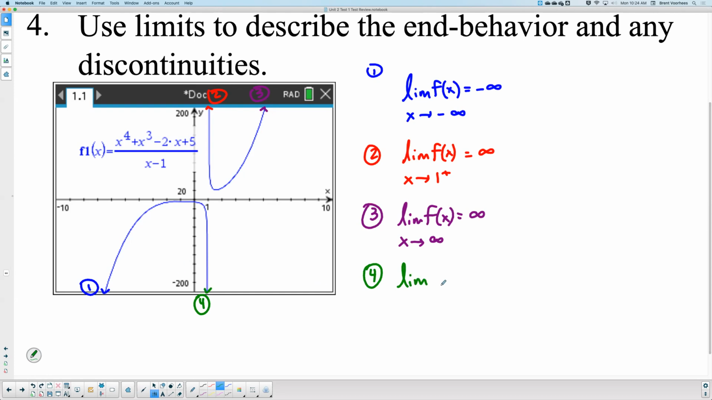Put an arrow there. Let's start with the x. Are the x values increasing without bound? Are they decreasing without bound? Or are they approaching a constant x?